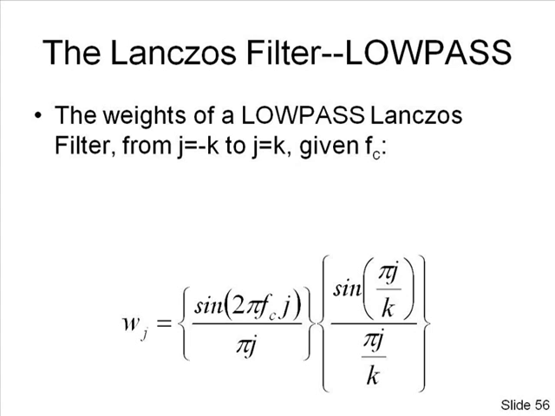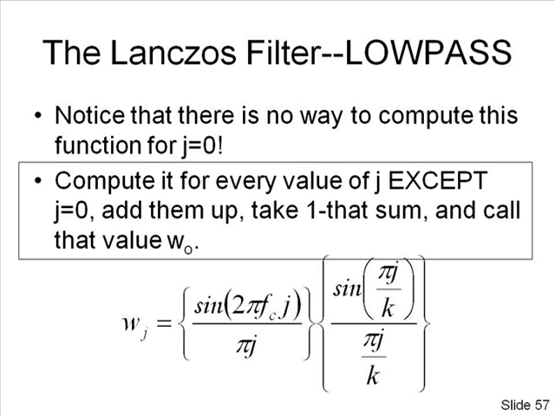For each value of j from negative k to k, you can compute a value of Wj, except in the case of j equals 0. In both of those terms there, we're going to be dividing by j at some point, so you'd be dividing by 0, and that doesn't work. We can solve for the weight at W0, where j is equal to 0, as the residual. Remember, the weights should all add up to 1, so if we don't compute a weight at j equals 0 and add up all the others, we'll get a number a little bit less than 1. Then we just say that 1 minus the sum of all the other weights has to be the weight at Wj where j equals 0. So it's a pretty straightforward procedure.